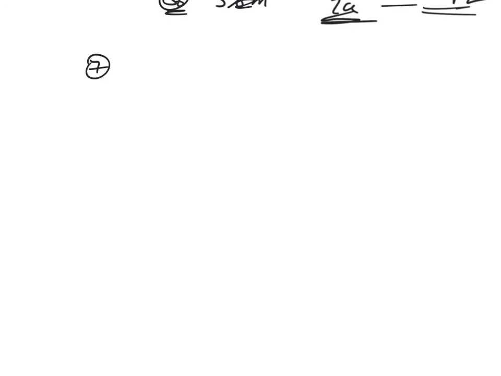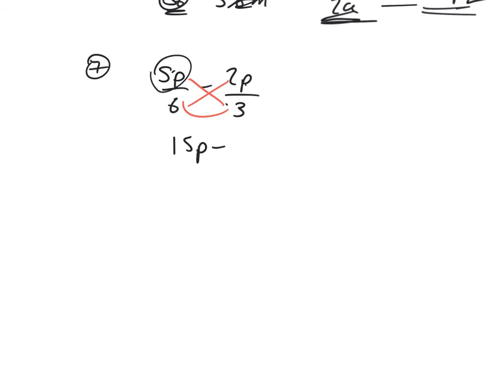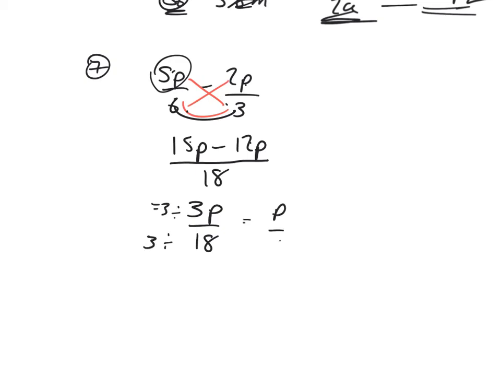Okay, example 7. 5p over 6, I'm subtracting this time. 5p over 6 minus 2p over 3. Okay, so for addition and subtraction, it's still kiss and smile. Always start at the top left hand side. 5p times 3 is 15p, minus 2p times 6 is 12p, over 6 times 3 is 18. 15p take away 12p is 3p. 3p over 18. Okay, I can divide top and bottom by 3 there, and that will give me p over 6. Final answer.